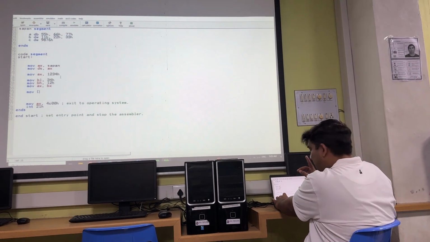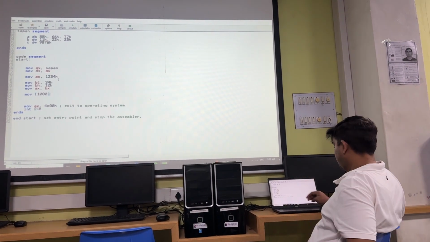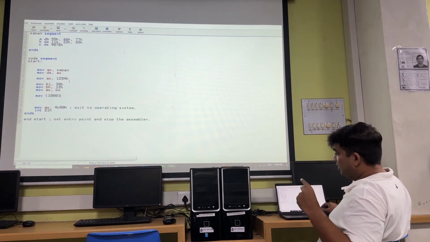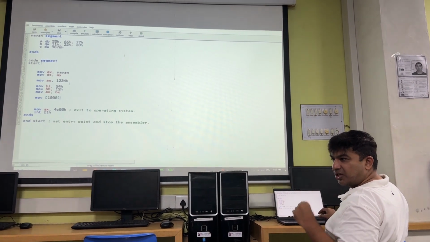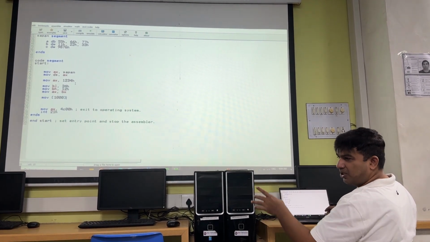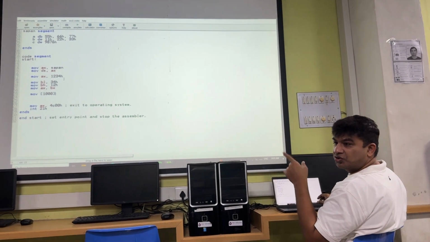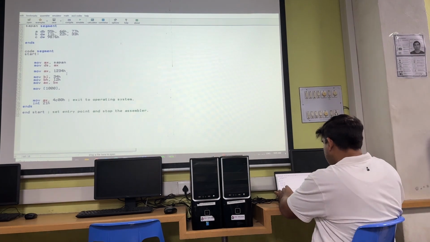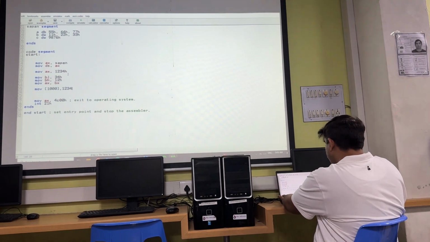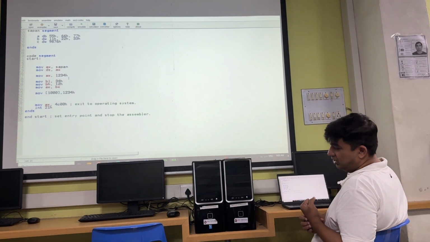Whenever you are using square brackets, by default, if I write this square bracket 1000, what do you mean by this? This is a memory location. This is the offset that you have written, and by default memory depends on the data segment. So this is nothing but DS colon 1000, comma, I am transferring 1234H. Is this instruction correct? Yes, it is correct.